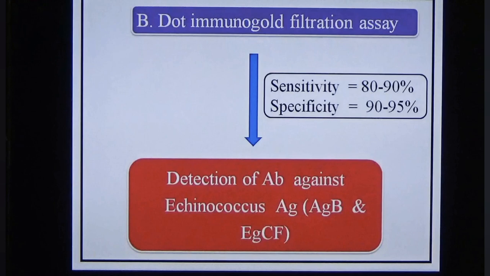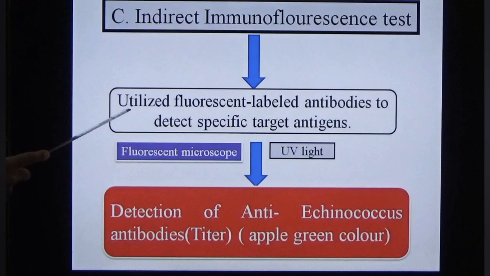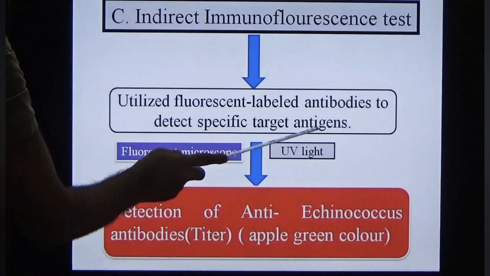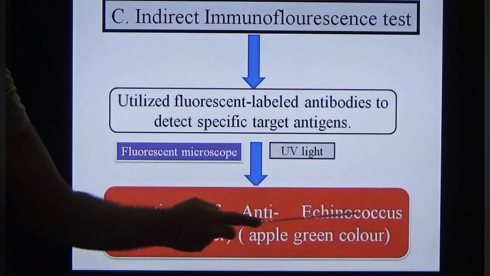The second one, the indirect immunofluorescent test, is the same thing: it utilizes fluorescent labeled antibody to detect the specific target antigens. We see it under the fluorescent microscope, and here also you can detect the anti-echinococcus antibodies, which look apple green in color. Okay, so this is about the screening.